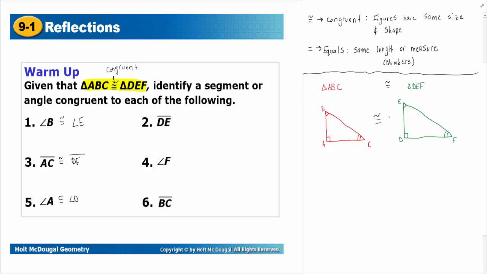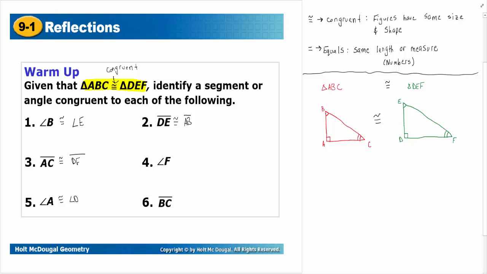Okay, number 2, we got DE. So DE, I'm looking over here, it's that vertical side, or the first 2 letters in your statement. Vertical side, first 2 letters in your statement is AB, so it's congruent to AB. Notice I'm putting that segment on top. So again, remember, congruent's talking about the shape. So this is the shape.